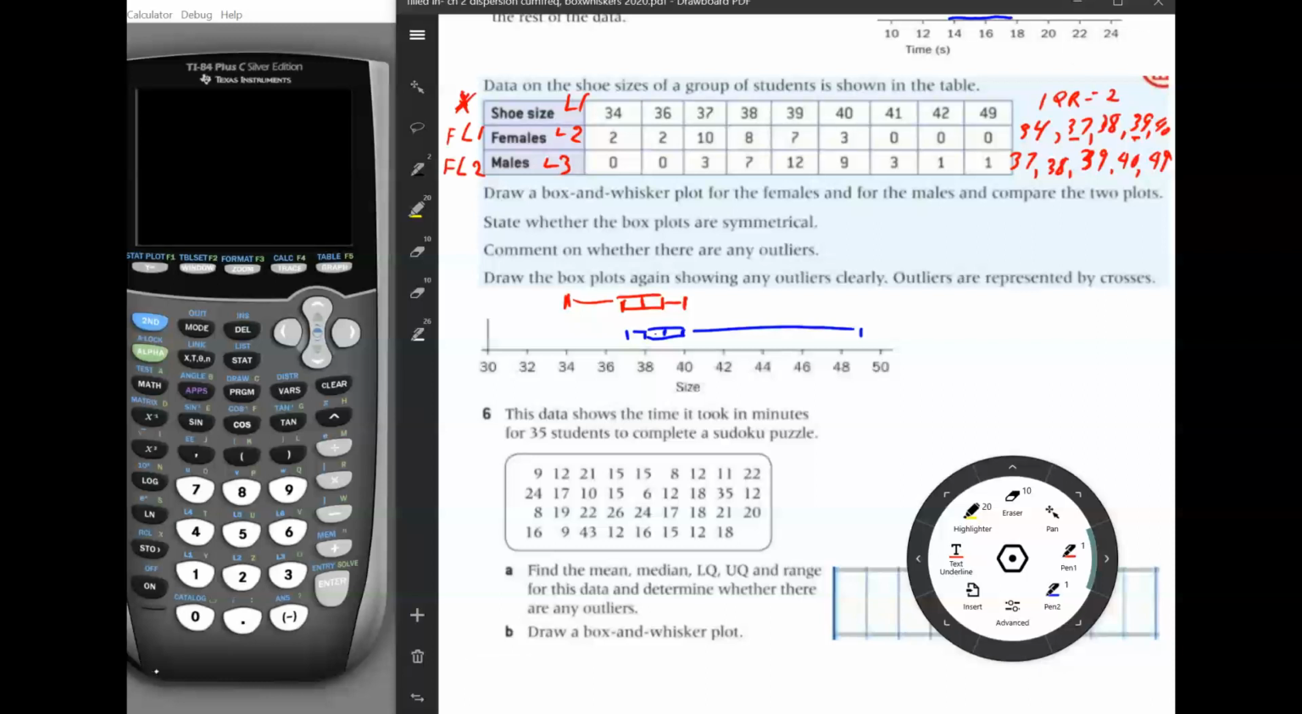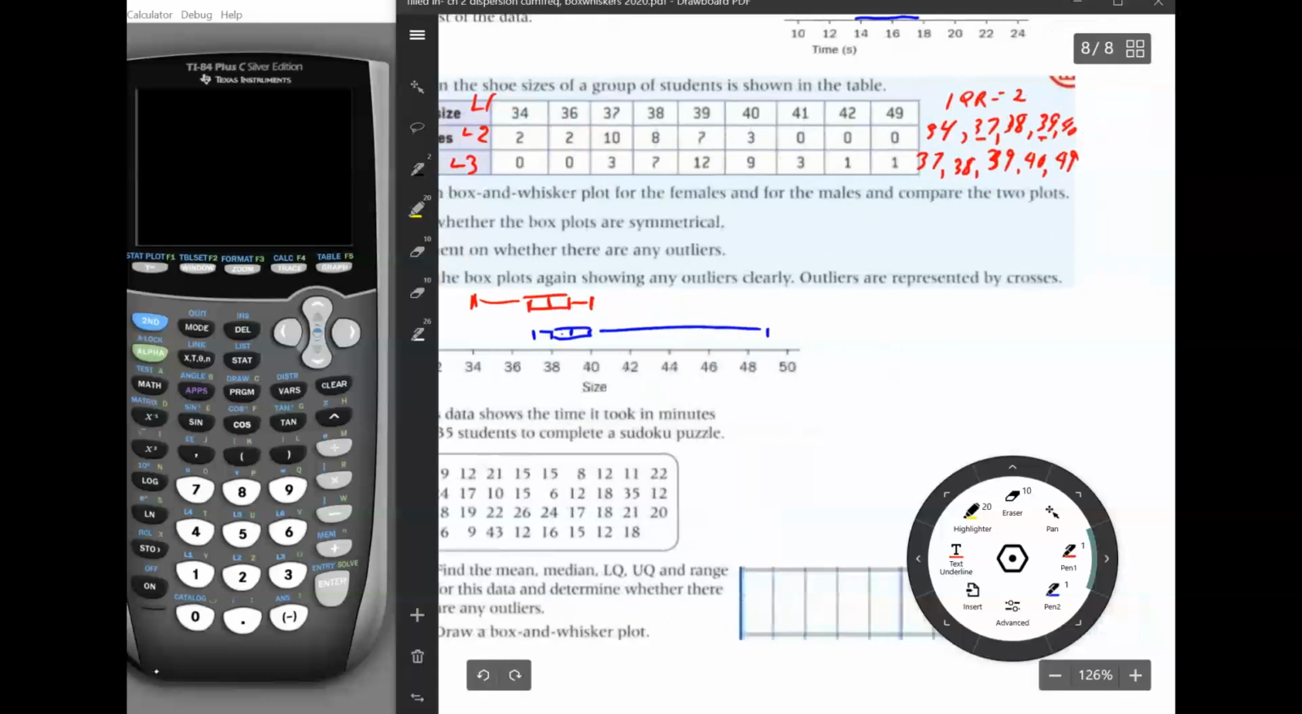If the IQR is 2, what is the tolerance that we add to the right and the left of the rectangle? It's 2 times 1.5. So my tolerance for outliers is 3, because it's 1.5 times 2. And then I'm going to add 3 here, see where that goes, and subtract 3 from there, see where that goes, and then we'll see if all the data points are within the tolerance.